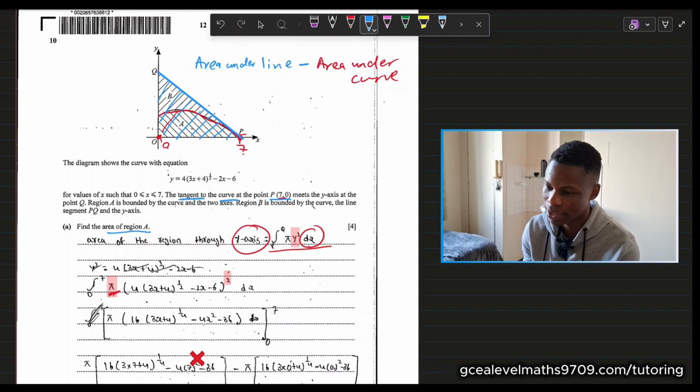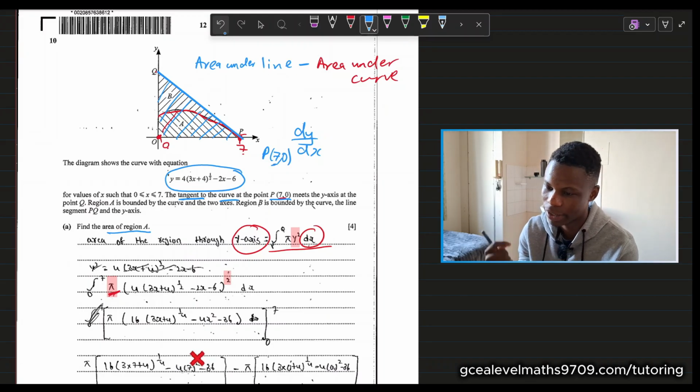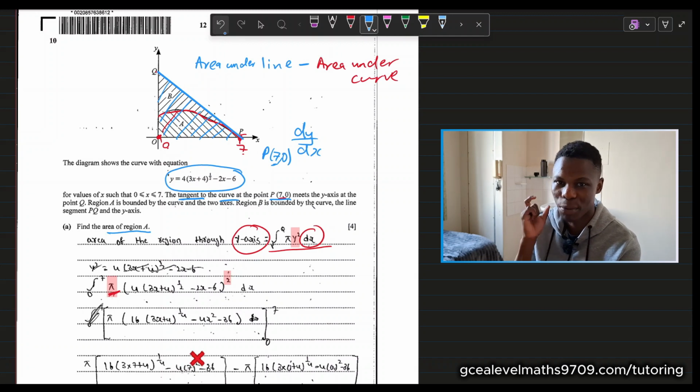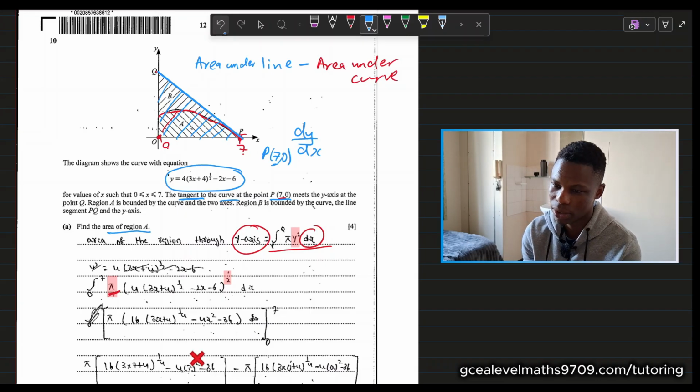Since it's a tangent to the curve, you should think dy/dx. So we need to find dy/dx of your curve. You differentiate this, get your dy/dx, and then we know that it's a tangent at P, (7, 0). So you substitute x with 7 into your dy/dx, and this is going to give you the gradient of the tangent. Once you have a gradient and a point, you can find the equation of the line. And once you have the equation of the line, you can, if you want, integrate, but you can also just notice that this is a triangle, right?